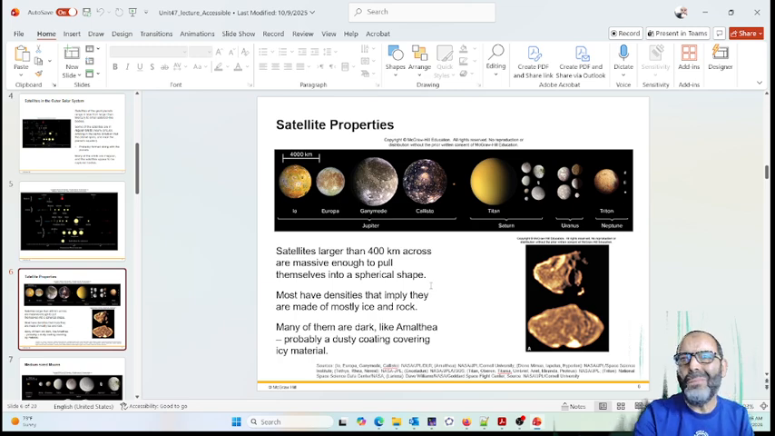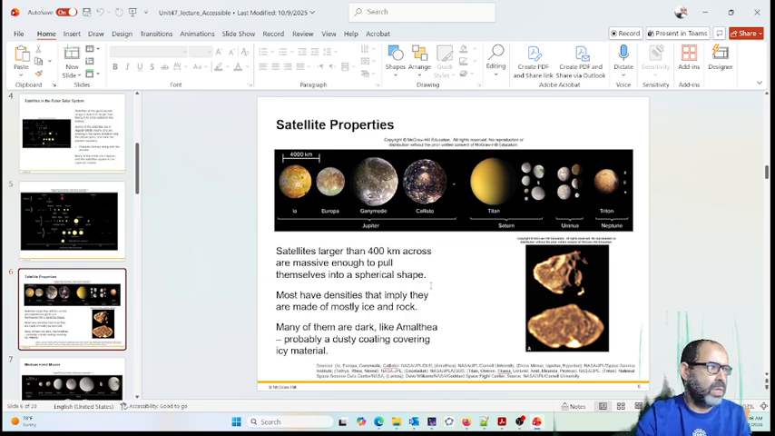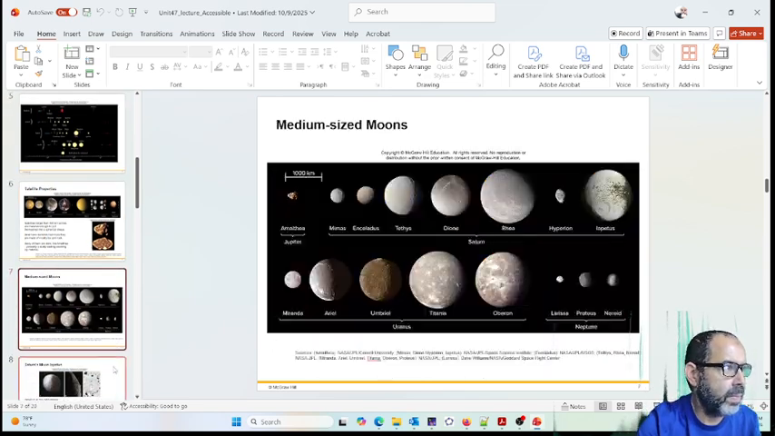Any moon or object that is 400 kilometers in diameter or more must be spherical in shape, because gravity pulls it from every single direction to make it into a sphere. A satellite that is less than 400 kilometers doesn't have enough gravity to pull it from every direction. It could have any irregular shape. So that's basically the biggest difference between them.